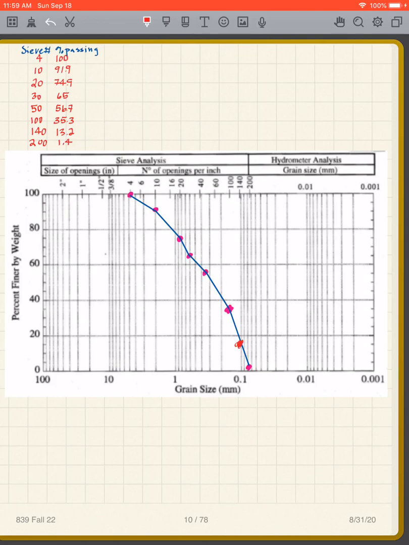And the last one, 200, 1.4. 200, 1.4, looks like that.